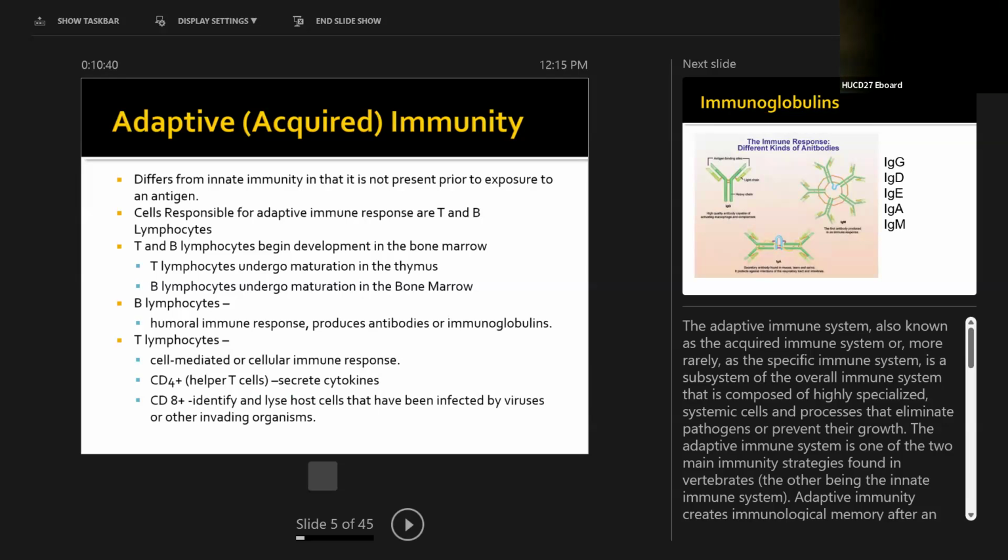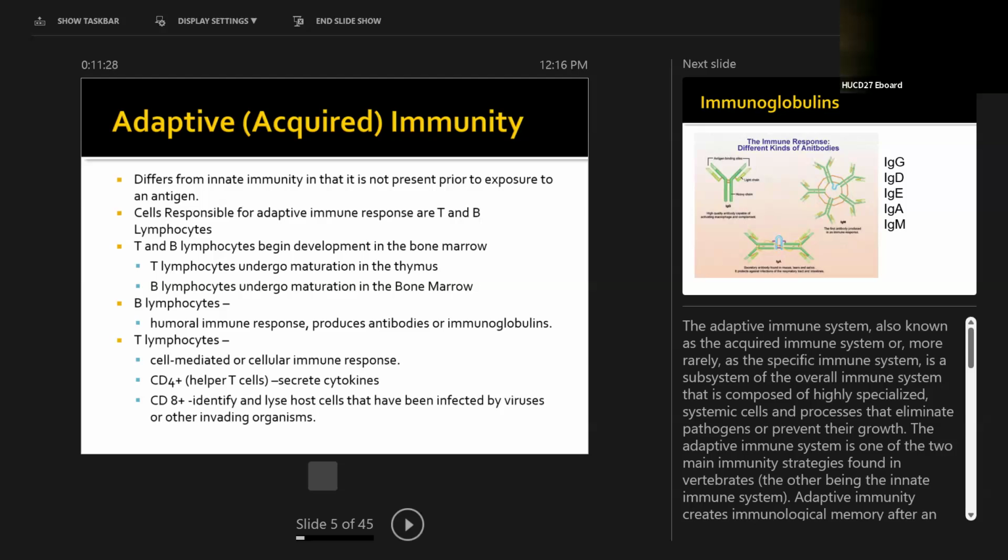Okay. And here we have adaptive immunity, and we say it's also known as acquired. This specific immune system differs from innate immunity in that it is not present prior to exposure to any type of antigen. And so the cells responsible for the adaptive approach are T and B cells. Those are T and B lymphocytes, okay? The T and B lymphocytes are developed in the bone marrow. Now the T lymphocytes undergo maturation in the thymus and the B lymphocytes undergo maturation in the bone marrow. The B lymphocytes are the ones that actually produce the antibodies and the immunoglobulins, right?